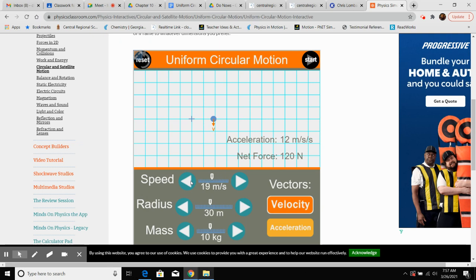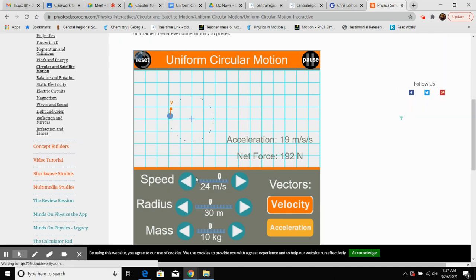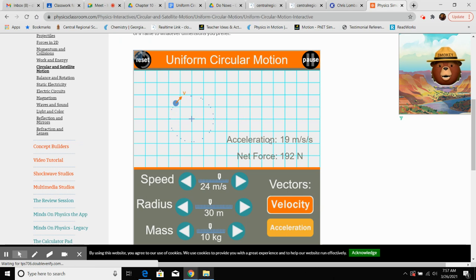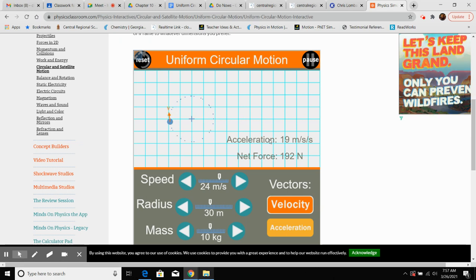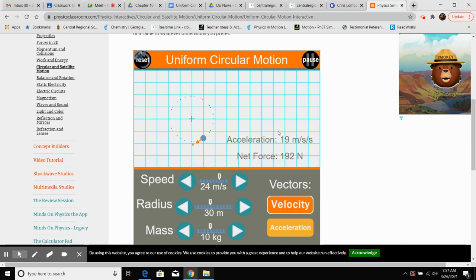Look what happens to the magnitude of this vector. What happens as I increase my speed? What happens to the magnitude of the vector? It increases. It gets bigger. Okay. So now with that being said, let me slow it down just a tiny bit. Okay. What do we notice about this?